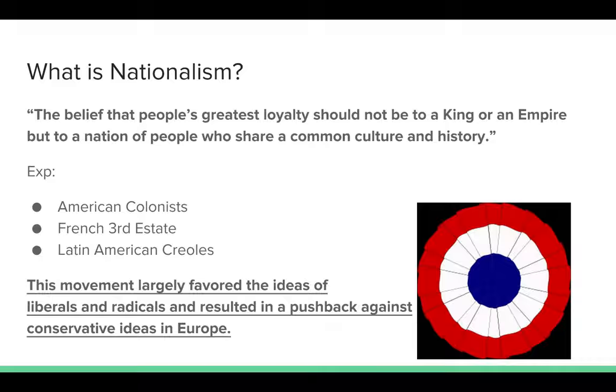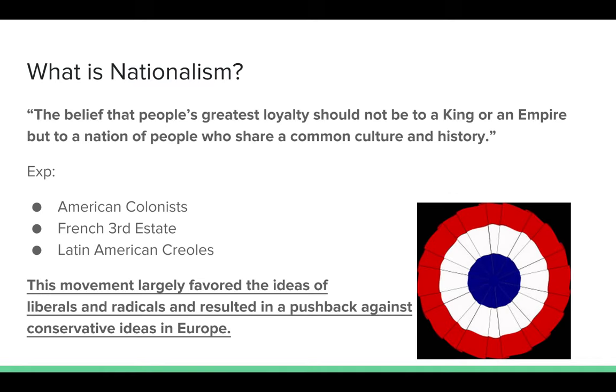We saw this with the French Third Estate, who didn't back down from Louis XVI, but instead rose up trying to create a government that was more inclusive and more by the people. And we saw this with the Latin American Creoles, who wanted to kick the Peninsulares out so they could form a government that was more in line with what they wanted. And so we see with all of these, people are caring less about following what the king wants and more about their national identity, which is a concept we've mentioned a little bit in class.